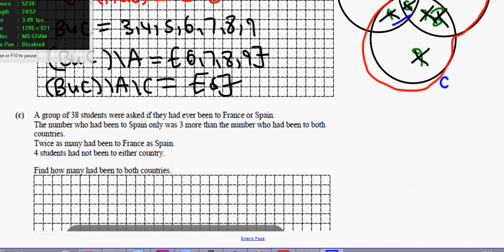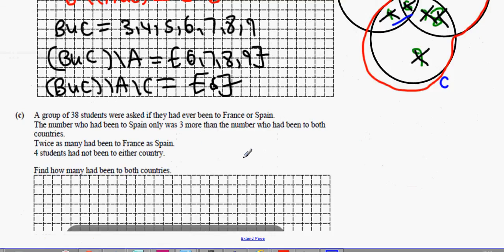Okay, so the next one is, a group of 38 students were asked if they've ever been to France or Spain. The number who had been to Spain was 3 more than the number who had been to both countries. Twice as many had been to France as Spain. 4 students had not been to either country. Find out how many had been to both countries.